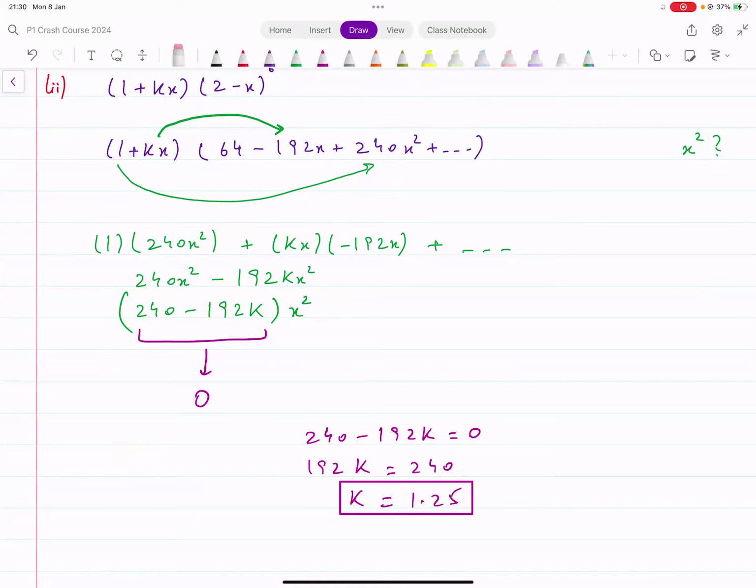Make sense? Any problems with this? Any quick questions, anyone? No? Will you be able to do the whole worksheet now?